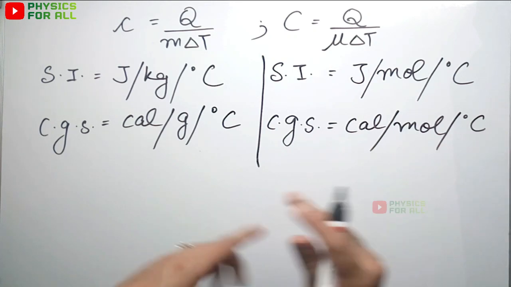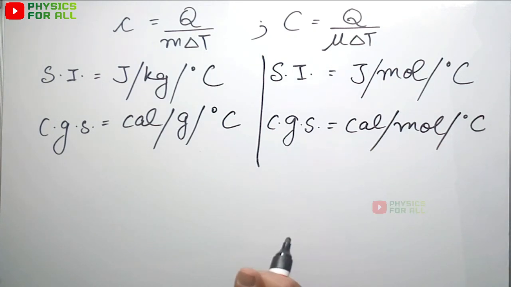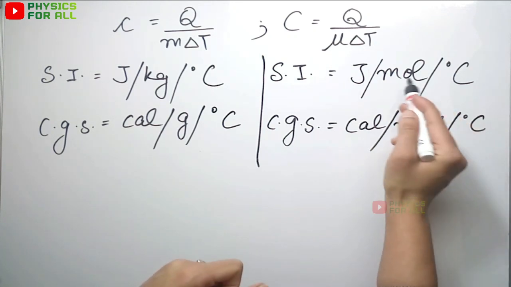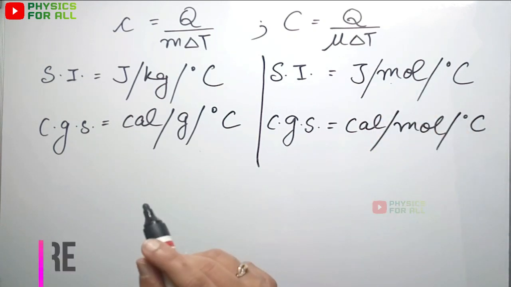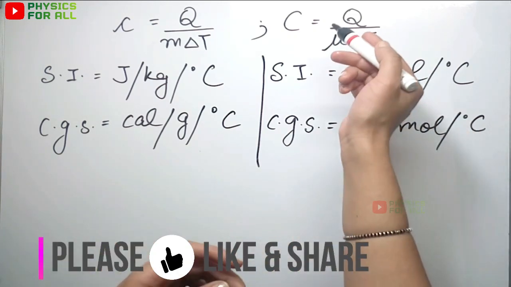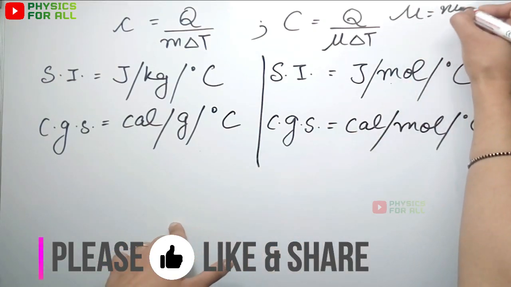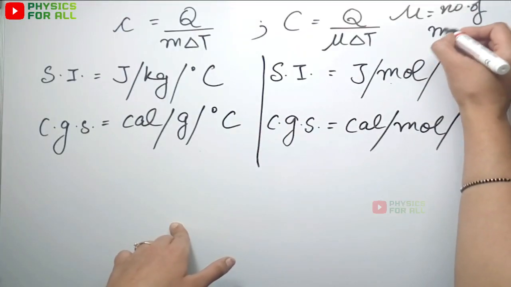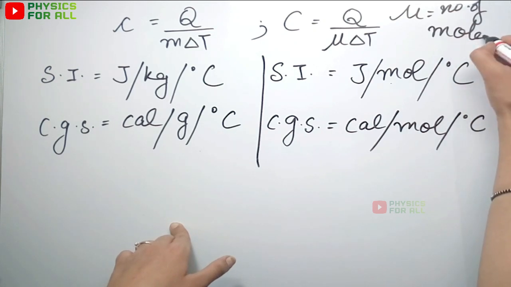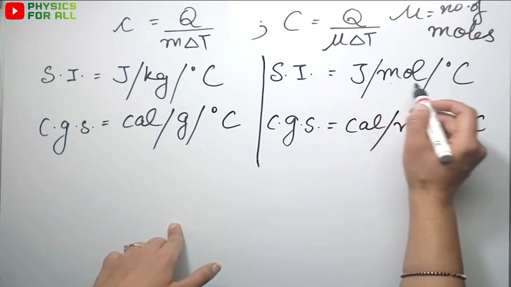So you just have to remember that when you write the unit, you have to write mole, M-O-L. But otherwise, when you define that mu is mole, we write mu is number of moles. So the unit of moles is M-O-L, mole.